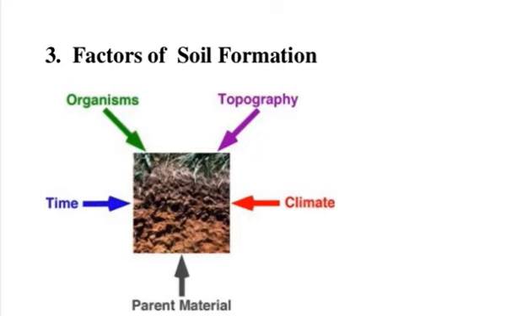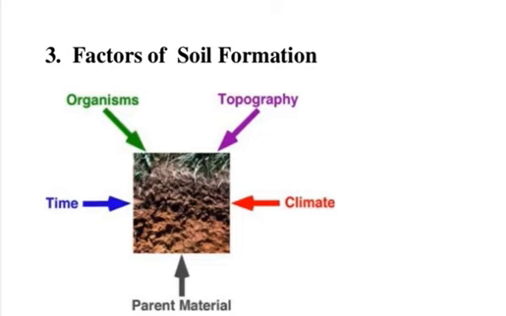Further, Jenny altered this equation into soil is a function of CLORPT, where S means any soil property, CL means environmental climate, O means organism and vegetation, R means relief or topography, P means parent material, and T means time. These are various factors of soil formation.